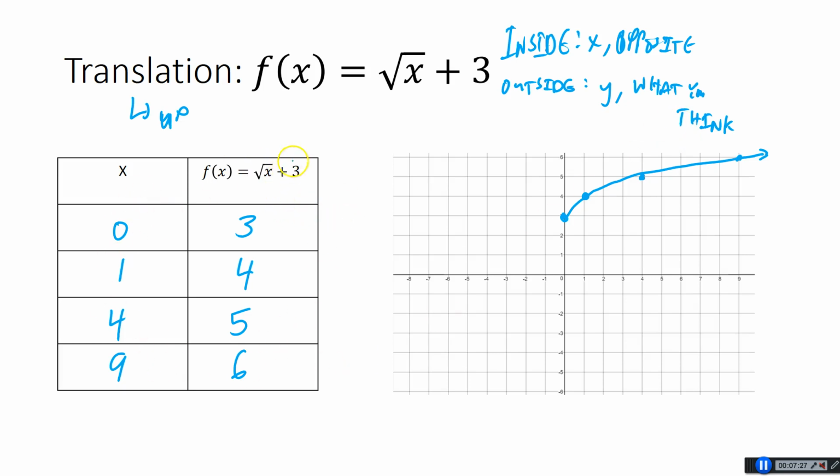And it makes sense to me that if it's added, it's after the fact. You do the x thing and then you add it after. That's going to move it up or down. If it's with the x, you have to change the x somehow to make it behave like you want it to. So you have to move the function left or right.